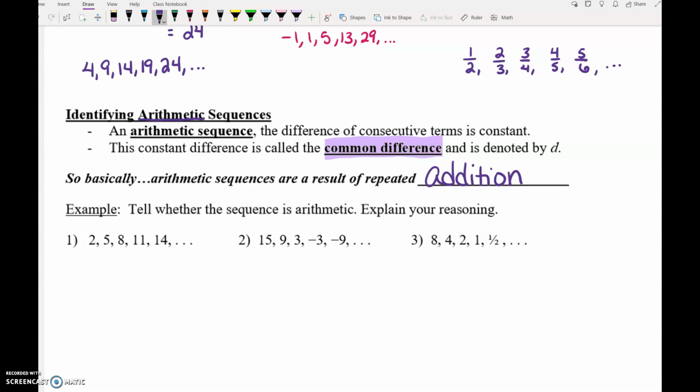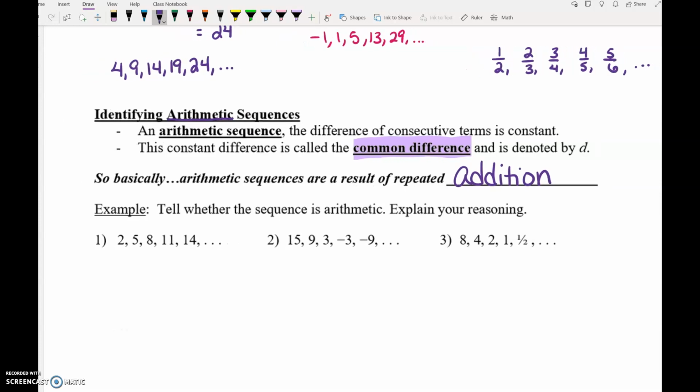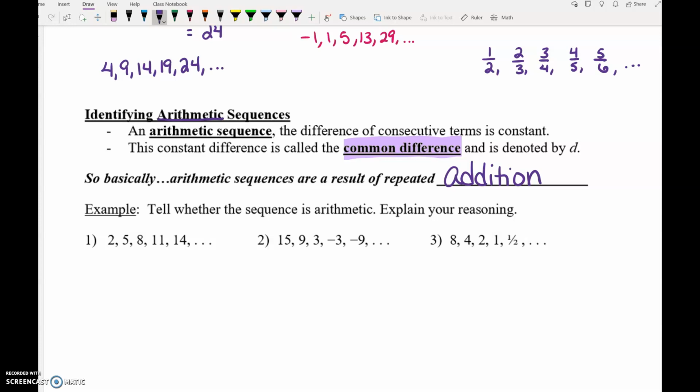We need to decide if these 3 sequences are arithmetic or something else, and explain our reasoning. So the first one, how do you get from 2 to 5? Add 3. How do you get from 5 to 8? Add 3. 8 to 11, and is this also 3? Yes, it is. So is number 1 arithmetic? Yes, it is arithmetic, and the reason is the common difference is 3. D is the letter that we use to denote the common difference.